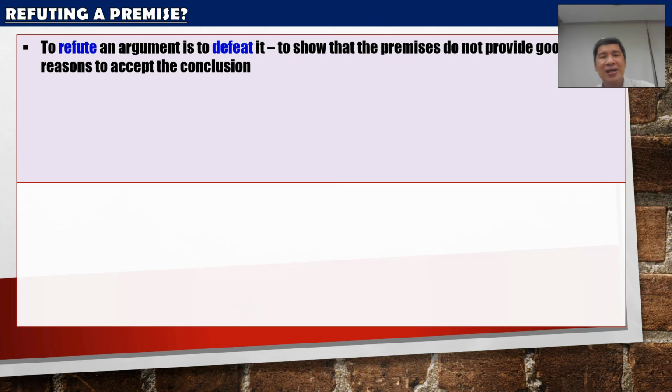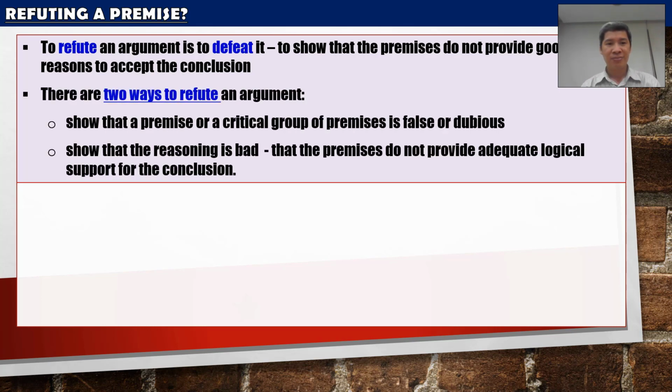Now let's go to refuting a premise. To refute means to defeat. Somebody gives you an argument and you don't want to accept it. Then you just want to prove that that person is wrong. Then you are going to try to refute that argument. There are 2 ways for you to do it.